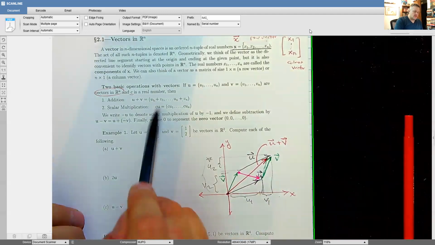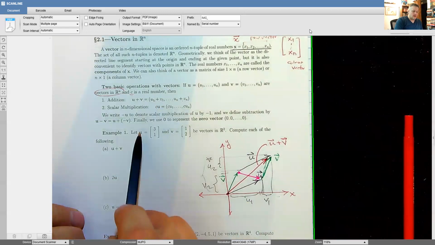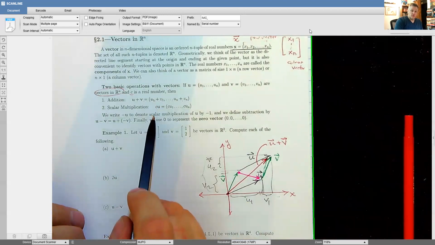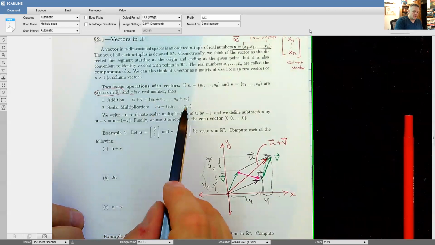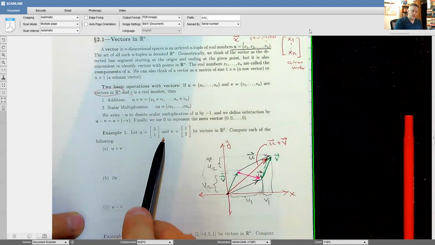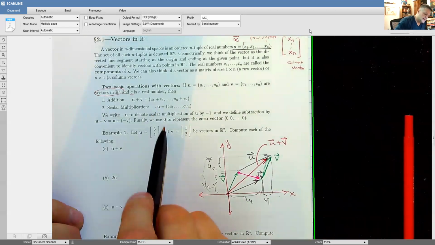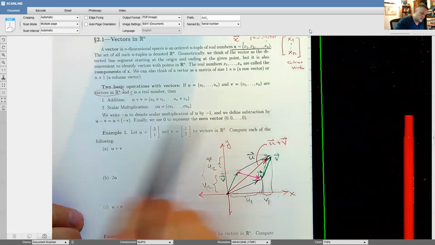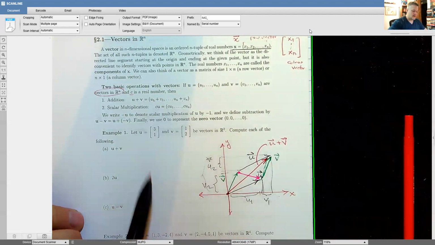Scalar multiplication, if I multiply a vector by a number, could be positive, could be negative, could be zero, right? You simply multiply each of the components by that number. All right. And we'll look at what multiplying by negative does in a minute.